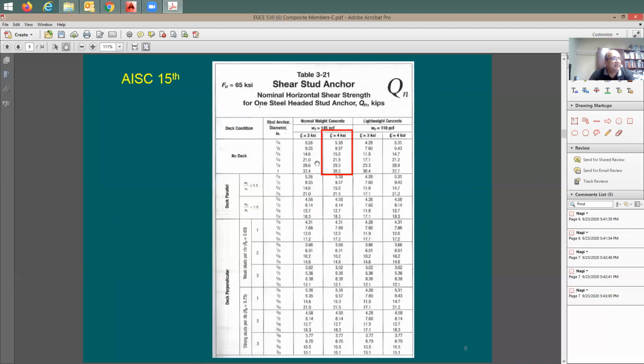Now I updated this table. I put it from the AISC 15th edition. So we had to take some pictures and look at the values here. This value used to be 11.6 for the half inch with no deck. Now it is 9.57. And also they added more values. If you look here, the old code used to end with 3/4 inch. Now they go to 7/8 and 1 inch.